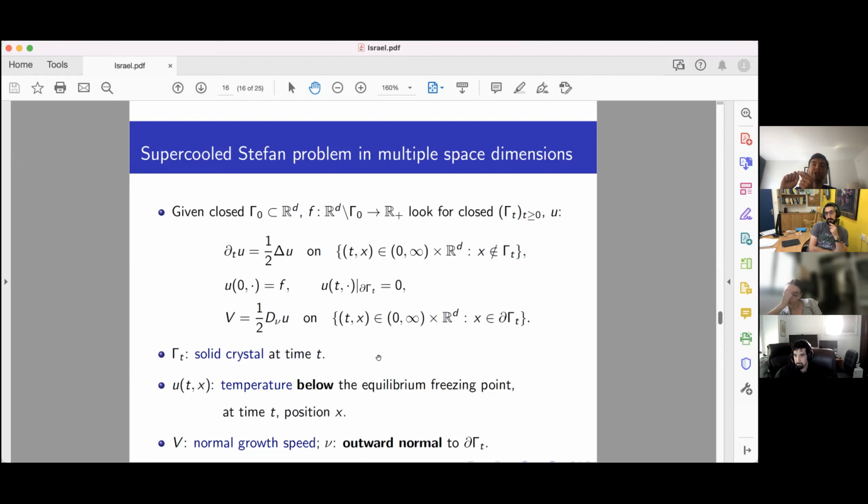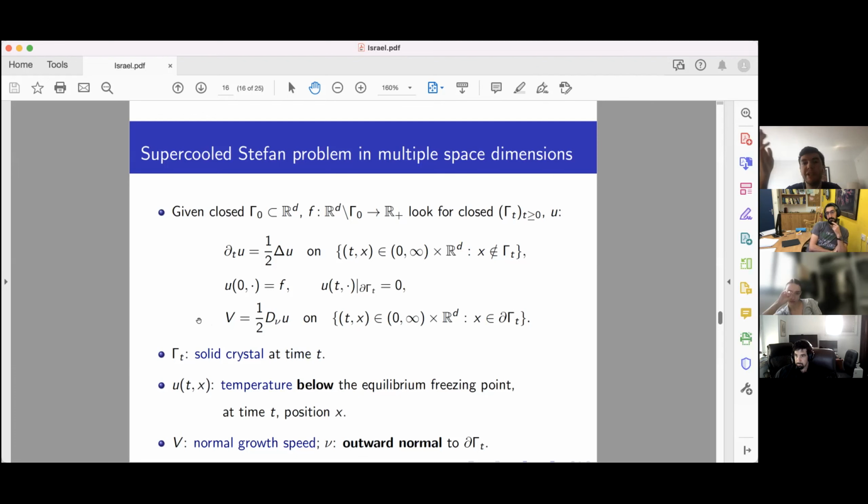So at every point on the boundary of the ice, you will look in the normal direction. And the growth velocity, capital V, in that normal direction will be given by a multiple of the directional derivative of the temperature in that same direction. So that's a natural high dimensional analog.